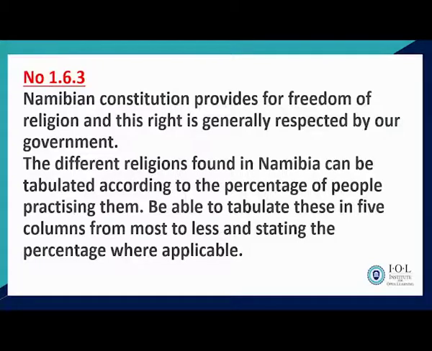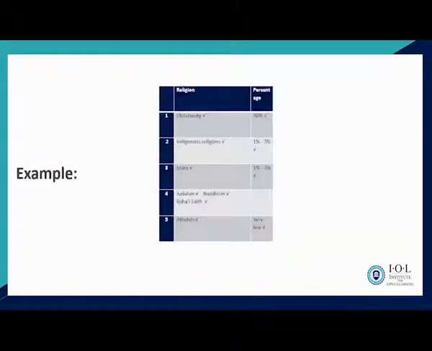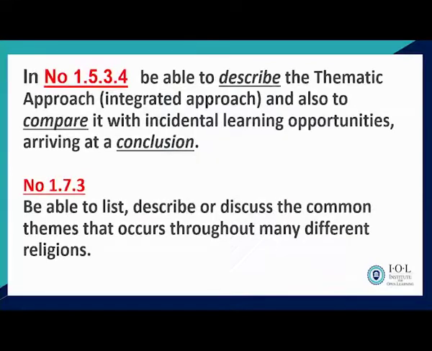In number 1.6.3, the Namibian Constitution provides for freedom of religion, and this right is generally respected by your government. The different religions found in Namibia can be tabulated according to the percentage of people practicing them. Be able to tabulate these in 5 columns from the most to the least and stating the percentage where applicable. Here is an example of the table that you should be able to know.